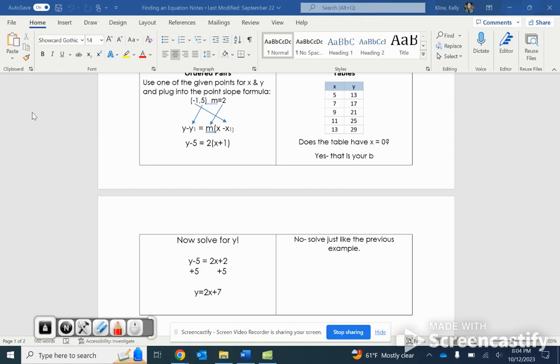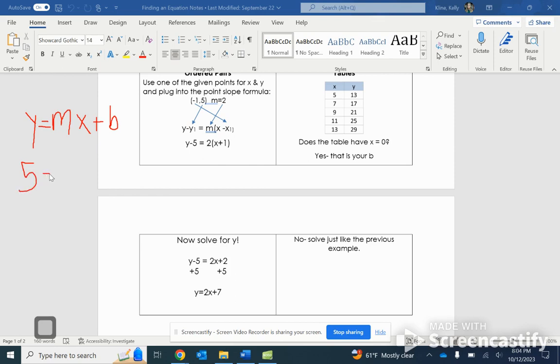Another way of doing this is using the y equals mx plus b formula. So y equals mx plus b. You know that your m is 2 and you're looking for your b. So you can plug this point into this equation with your m. So you would plug a 5 in for y. So 5 is equal to, your slope is 2 that we found. Your x is a -1. And then you're looking for your plus b.